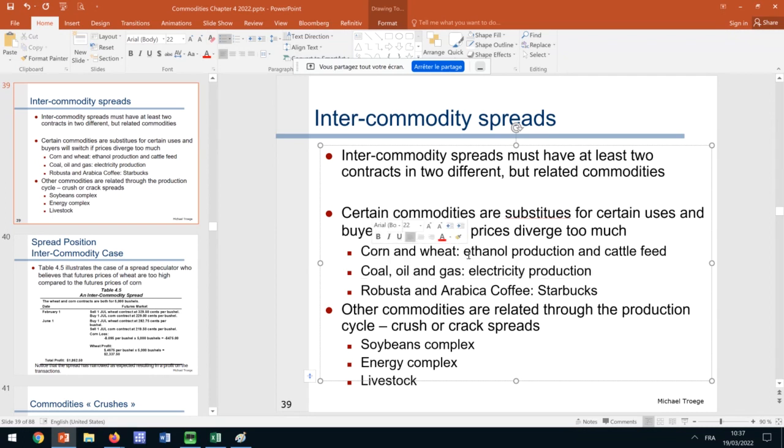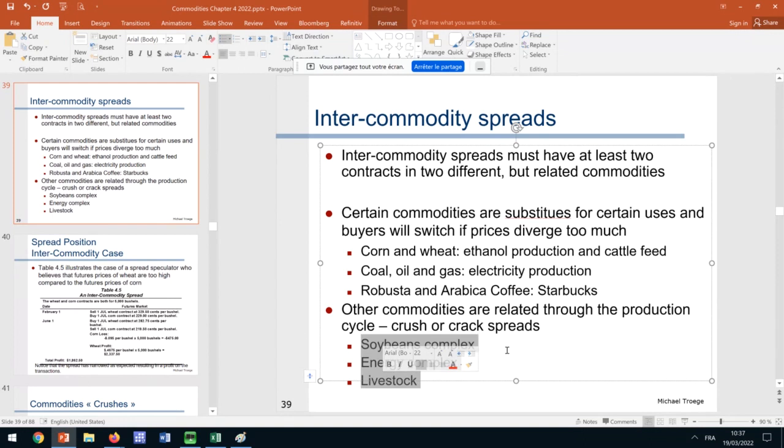Corn and wheat, same thing. In the US, corn is used a lot for ethanol production. They put it in their cars. Pretty debatable whether this is a good idea, but that's what happens. And for cattle feed, corn and wheat are both used. A large fraction of the corn and the wheat in the US is not used for human consumption, but for fattening cattle. So you have these substitute relationships that mean that the prices move together.